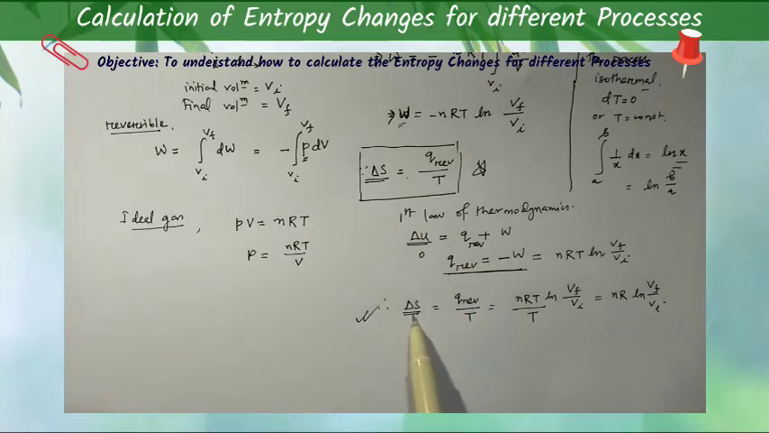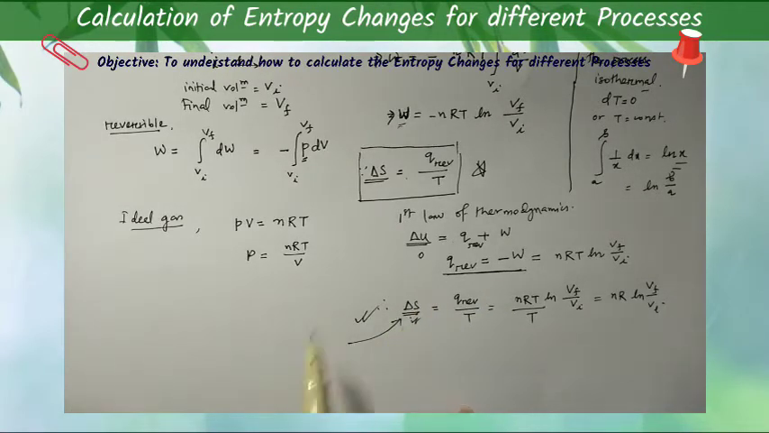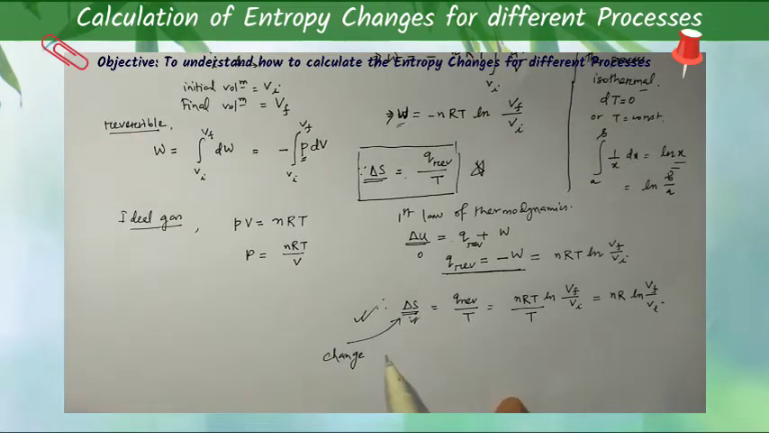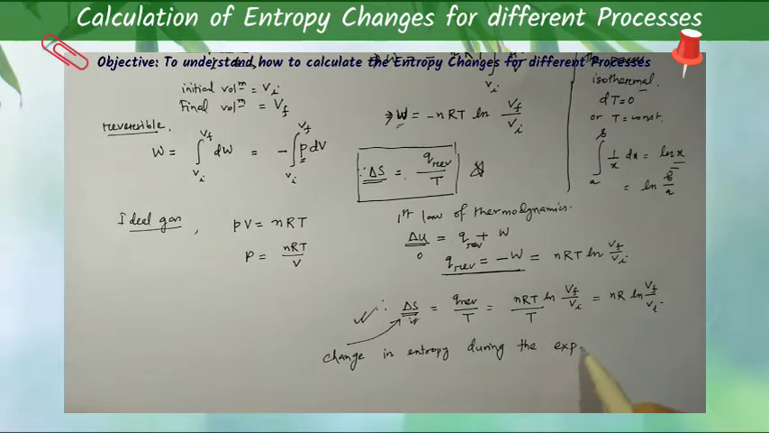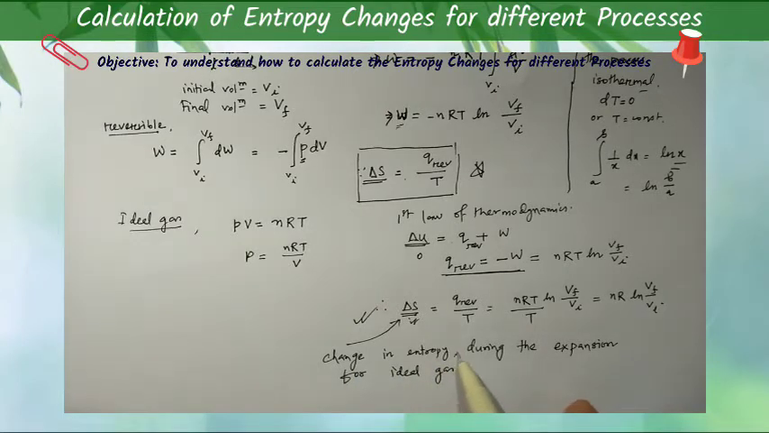But this is for what? This is the change of entropy for the system, not the surrounding. Please remember this point. So del S represents the change in entropy during the expansion process, the actual change in entropy because of the expansion of an ideal gas. But this is the change of entropy of the system, which is very important, of the system during the expansion of ideal gas, not the surrounding.